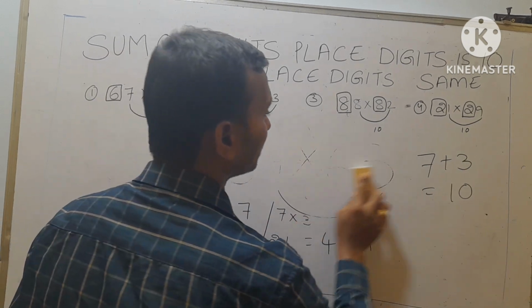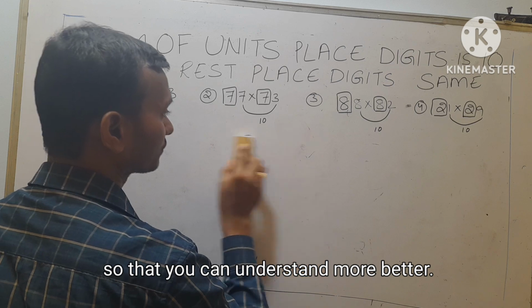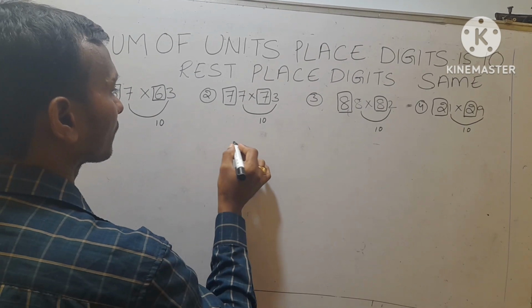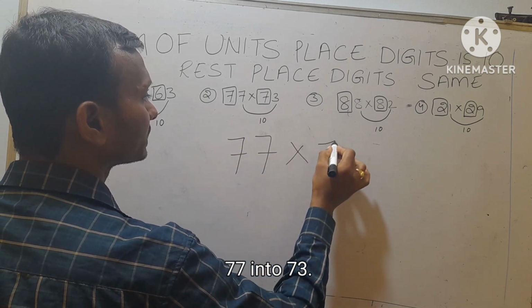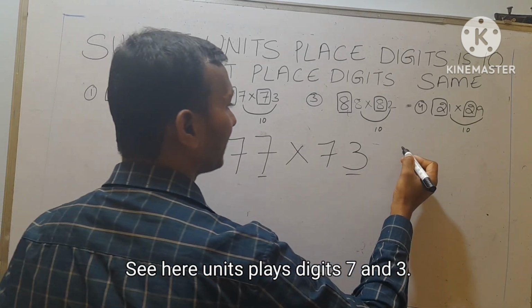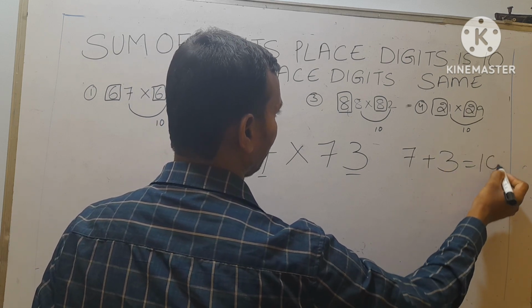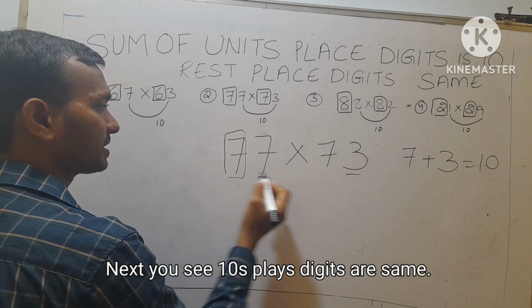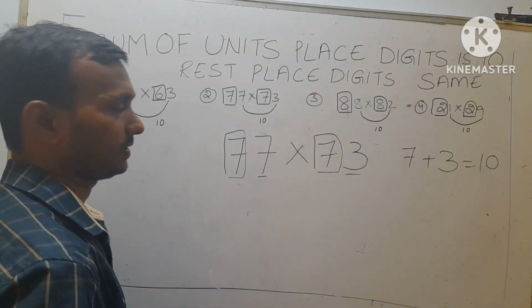Next, I will explain one more question so that you can understand better. So the next question, 77 into 73. See here, the units place digits are 7 and 3. If you add these two digits, we will get a sum of 10. Next you see, the 10's place digits are the same. In that situation only we have to apply this trick.